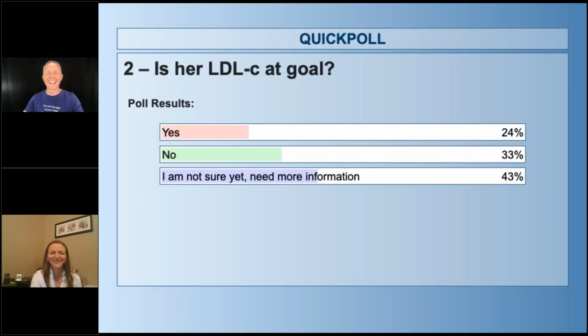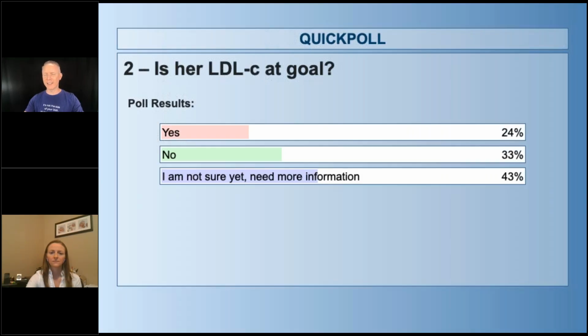All right. Is her LDL at goal? I'm not sure. Need more information. I like that. So that is important. Is this person at goal? Some of you said no, absolutely no, and then some said yes. So I will just tell you, the 24% of you that say she's at goal really need to pay attention to the next couple slides that I'm going to talk about.